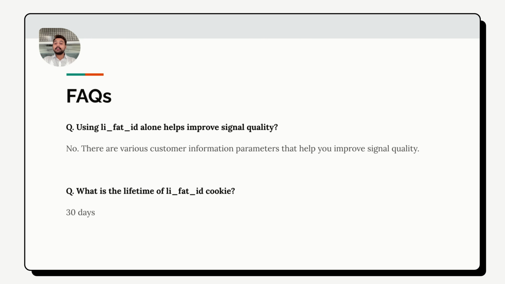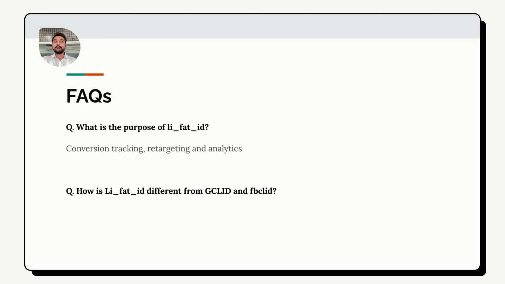Next, what is the lifetime of the LFAT ID cookie? As per LinkedIn's official documentation, the validity of the LFAT ID cookie is 30 days. That is 30 days from the last click, or the latest click, of the user. So after 30 days, the cookie will be expired. However, you can store it and again send it back to LinkedIn ads.